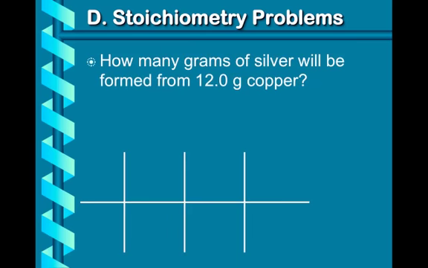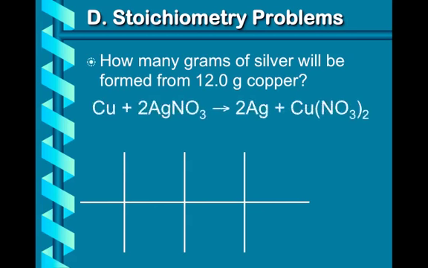The next type of stoichiometry problem goes from grams of a substance to grams of another substance. And we know that in order to go from grams of a substance to moles of a substance, we have to use the molar mass. Remember, all stoichiometry problems have to have a mole ratio. So, let's start off reading this problem. It says, how many grams of silver will be formed from 12.0 grams of copper? Well, I would give you this equation. Alright, you have copper plus silver nitrate to yield silver and copper(II) nitrate. You have a balanced equation.